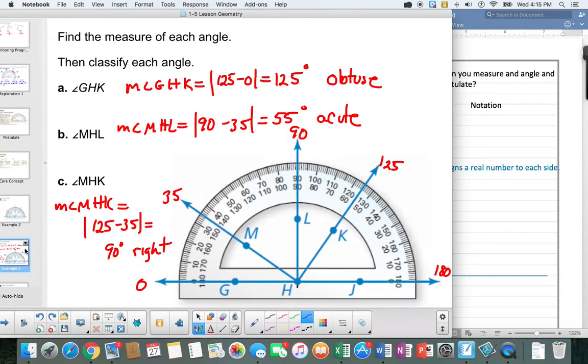Here are the answers. And I put the absolute value there just in case I turned around the numbers and I got a negative number. Remember, measure of an angle will not be negative at this point that we're talking about in our course. And notice I wrote obtuse, acute, and right, depending on its measure.